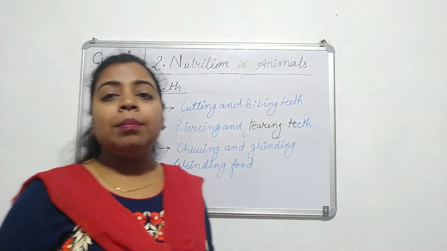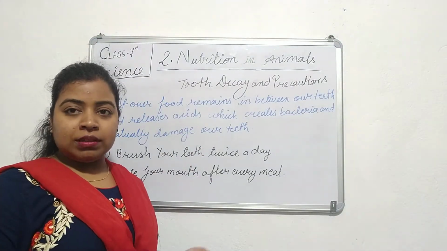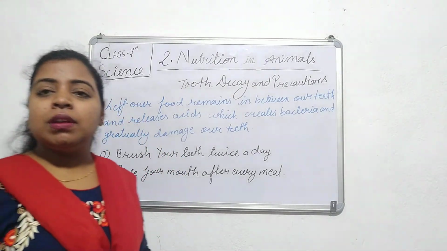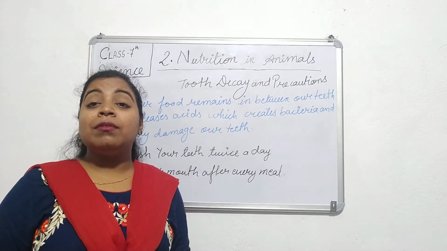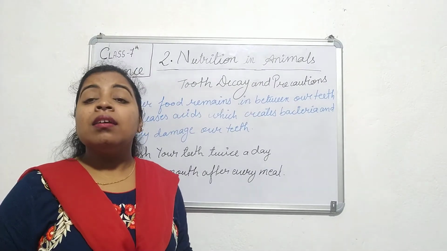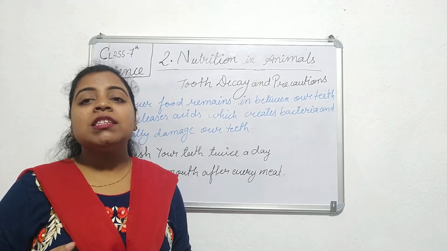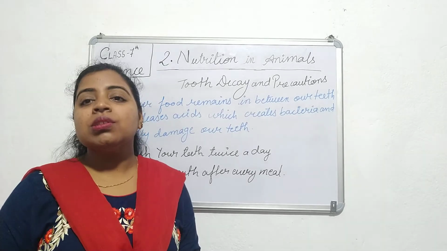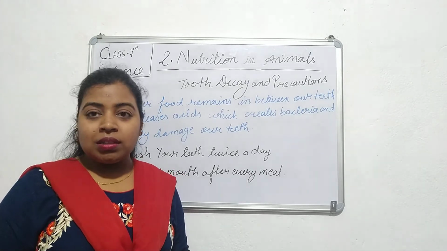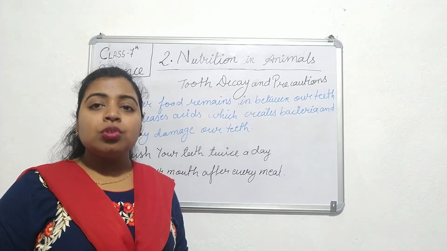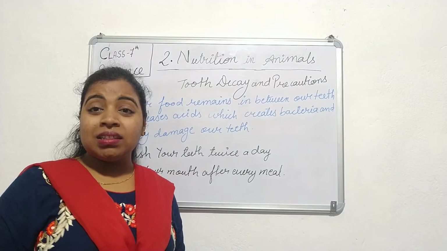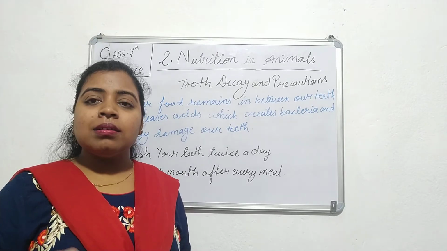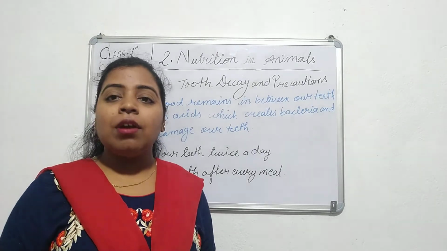Next up, after types of teeth, I will tell you what tooth decay is. Leftover food remains between our teeth, and it releases an acid which creates bacteria in our mouth and affects our teeth badly, and slowly they damage our teeth, which is known as tooth decay. To prevent our teeth from getting destroyed, there are easy and simple methods by which we can save our teeth.